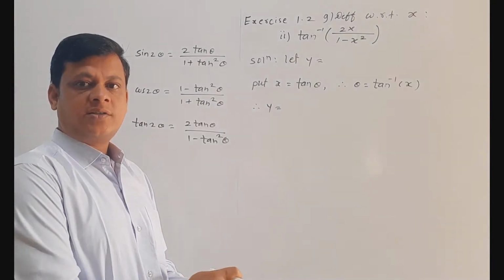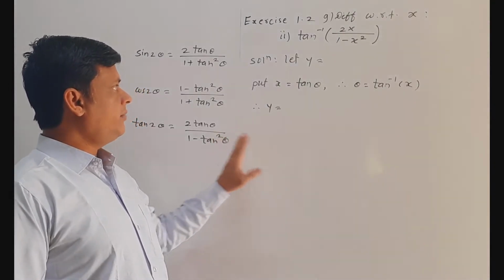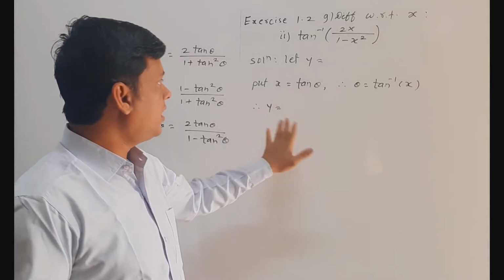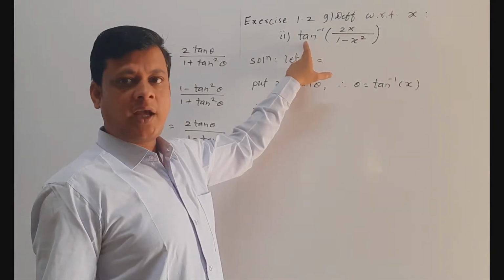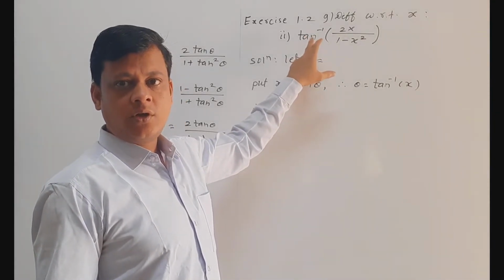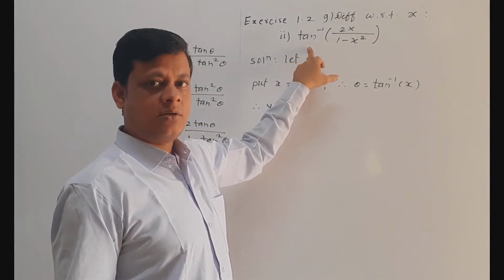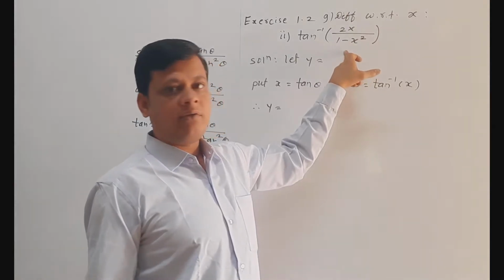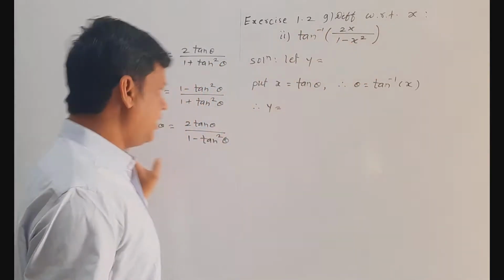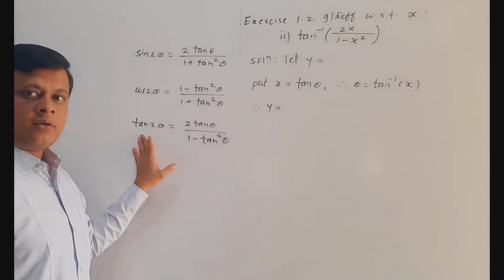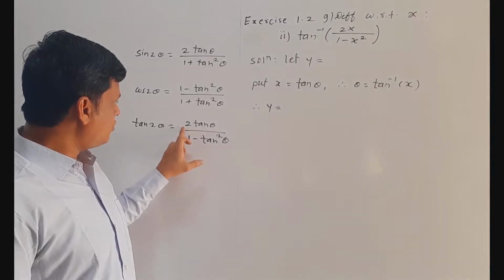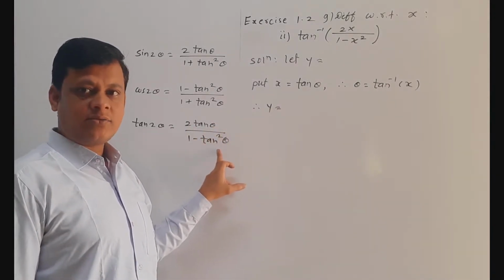Now see the second sub question, which is similar to sub question 1, but here instead of cos inverse in the first sub question, tan inverse is given. Now the outer function is tan inverse, so in the bracket we require tan. So see the double angle formula for tan: tan 2 theta equals 2 tan theta upon 1 minus tan square theta.